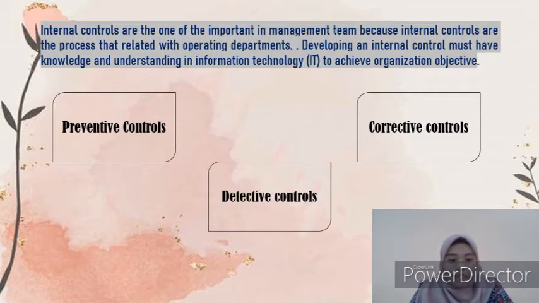The third one is corrective control. Corrective control is to recognize and fix the problem, which also corrects the wrong information in the company. For example, making backup copies and filing corrections for data entry errors.